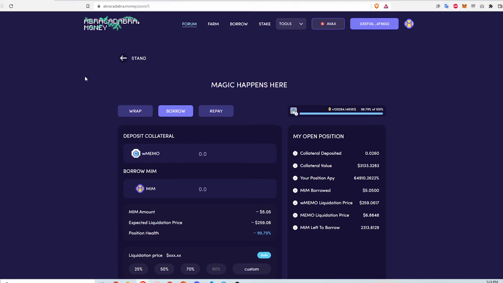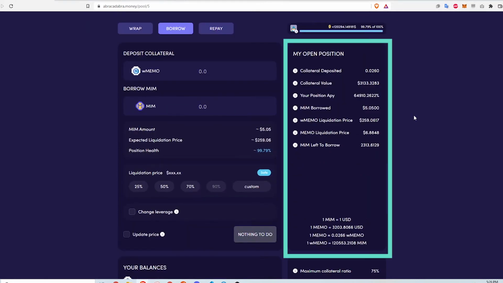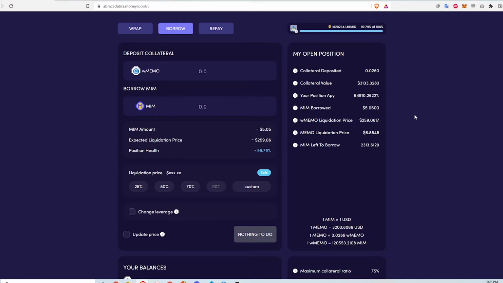So how do I manage a loan? There's a section called My Open Position that tells me all the information about my loan, my collateral, my APY, and other important information to tell me about the health of my loan.